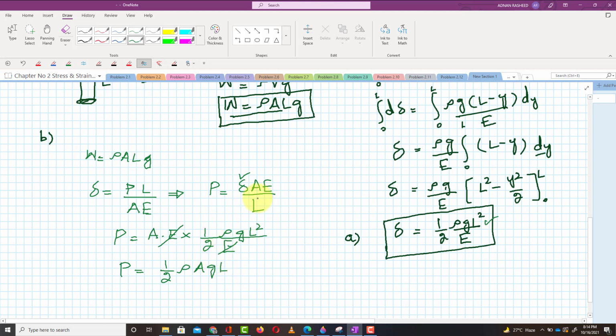Again there is a divide by L. I have forgotten to mention, this is A, this is E, this is divided by L, and this is the value of rho. So L will be cancelled, and there will be one L. So this is the load that will be required for the same elongation in the cable if it is horizontal.